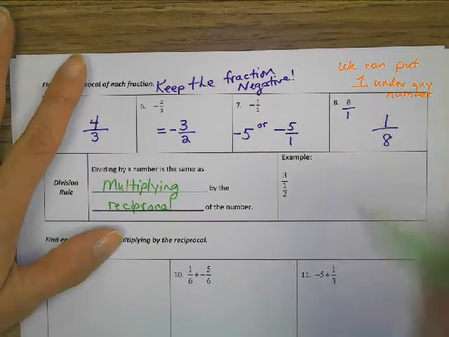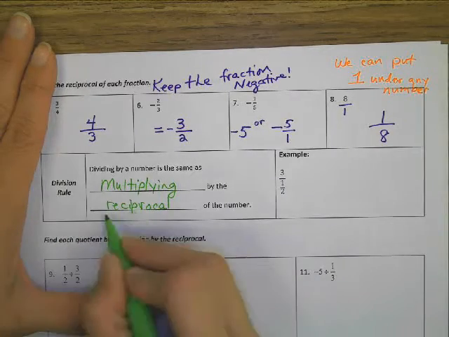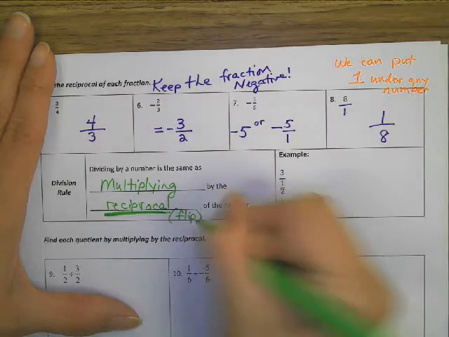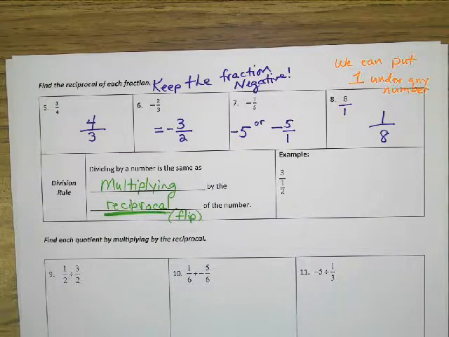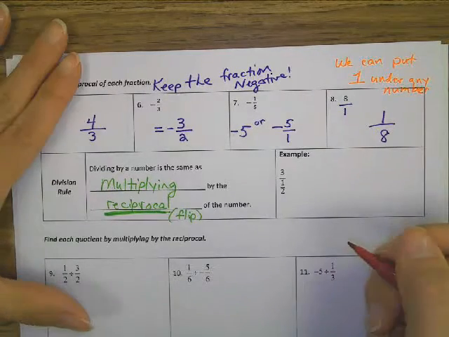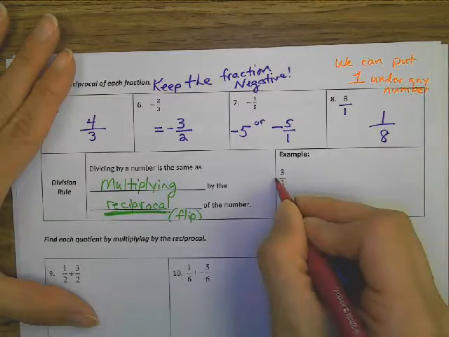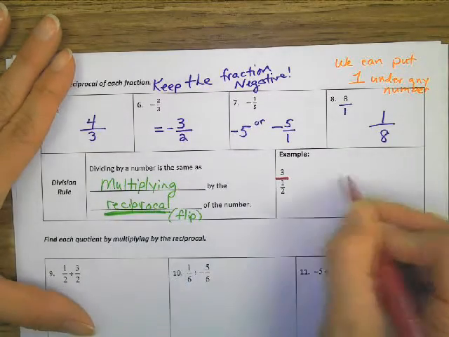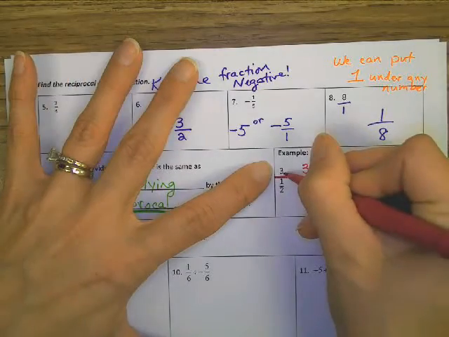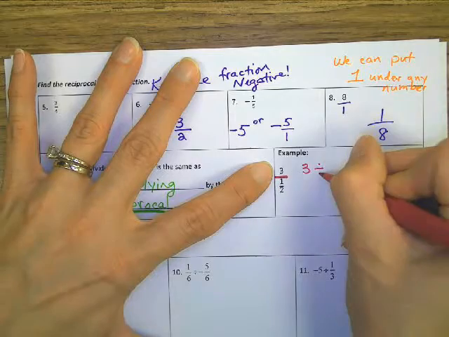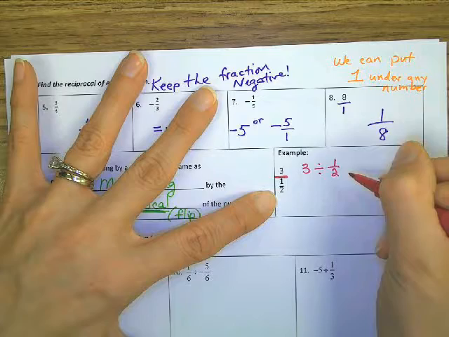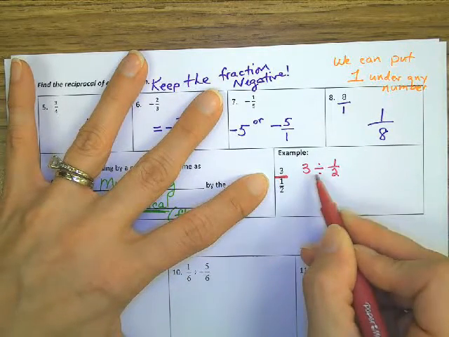Reciprocal means to flip. Okay, here's how you do it. You have to take your marker and you have to find the big divide bar. That's a little one. Here's the big one. And I'm going to write this problem a different way. I'm going to put 3, and I'm going to put this kind of a divide. And then I'm going to say 1/2. So this big divide bar goes into that kind of a divide sign.